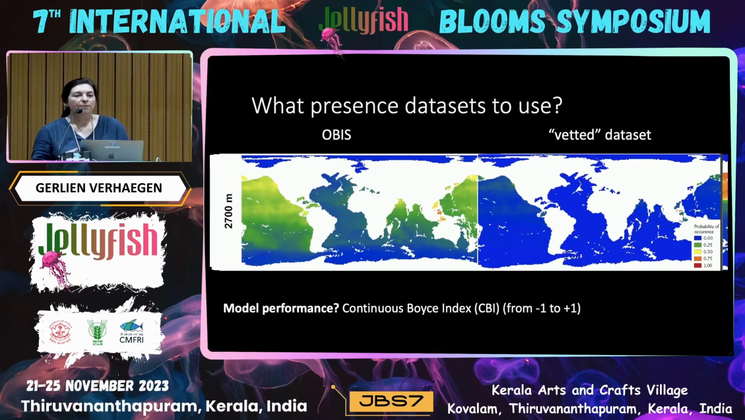And as a rule of thumb, if you have a CBI that's higher than 0.7, you have a highly performing model. And so for the ones with OBIS, we had an average performing model, but we had a very good score for the vetted data set. So here we can clearly see garbage in reflects garbage out, even though, well, I hope we'll have more data from other locations as well for the vetted data sets in the future.